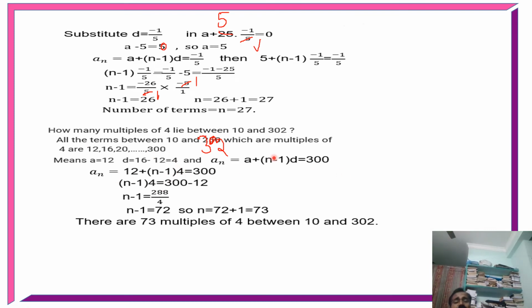Substitute the values we know, except n. Rest all values we have. 12 plus (n minus 1) into 4 is equal to 300. Plus 12 can change to minus 12, so (n minus 1) into 4 equals 288. n minus 1 is multiplied by 4; if we transpose it, it becomes division. So we get n minus 1 equals 72. Plus 1 can change into minus, so we got n value 73. So there are 73 multiples of 4 between 10 and 302.